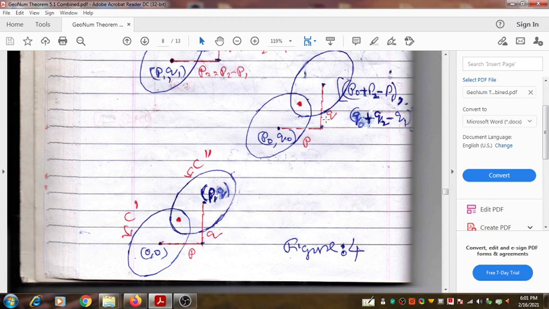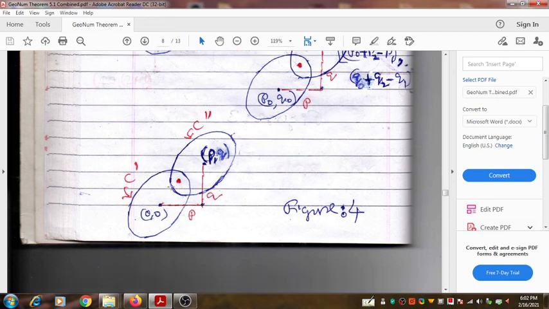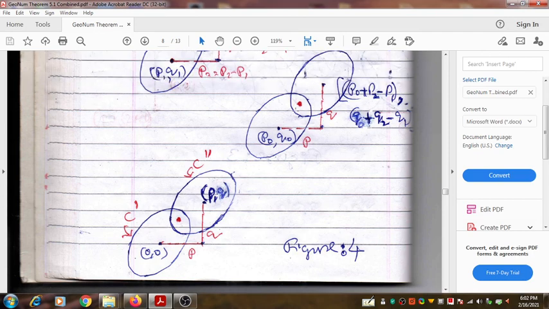Based on this fact, we consider the translate C prime, which is centered at the origin. Then that translate will also share some point with another translate, C double prime. In a similar way, what happened here?